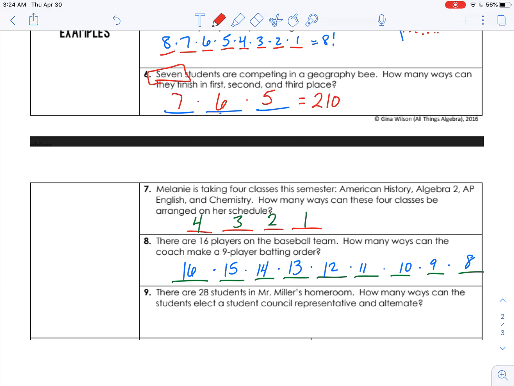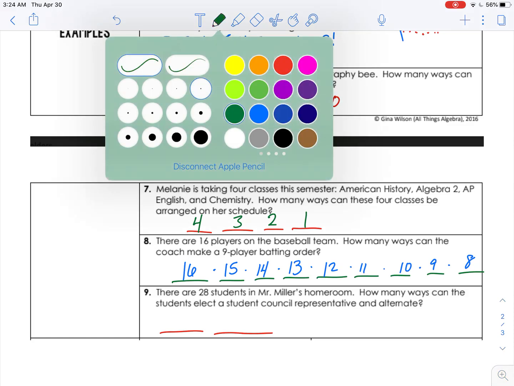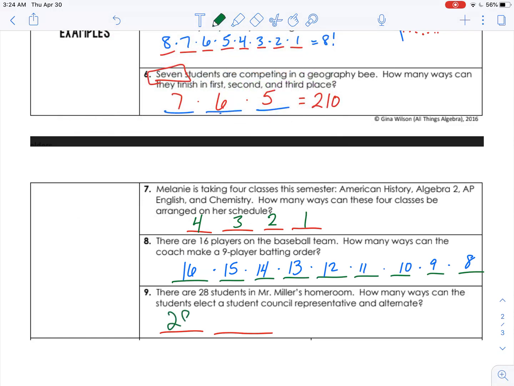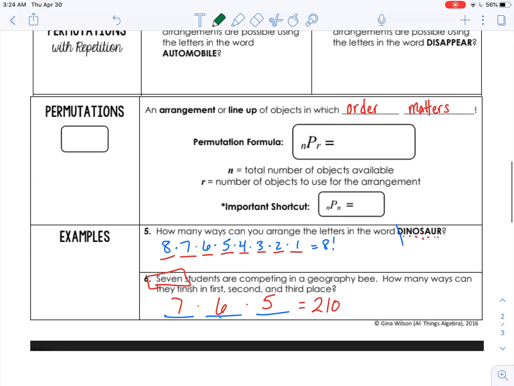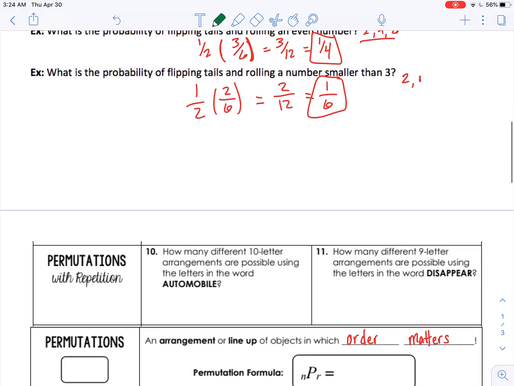And here I've got 28 students in Mr. Miller's homeroom. And I want to know how many ways can students select a representative and an alternate. So it's 2 spaces. Somebody's going to be a representative, somebody's going to be an alternate, and you cannot be both. So I got 28 kids to pick from for the representative. 1 kid is gone now. 27 to pick from for the alternate. And this got kind of screwed up.